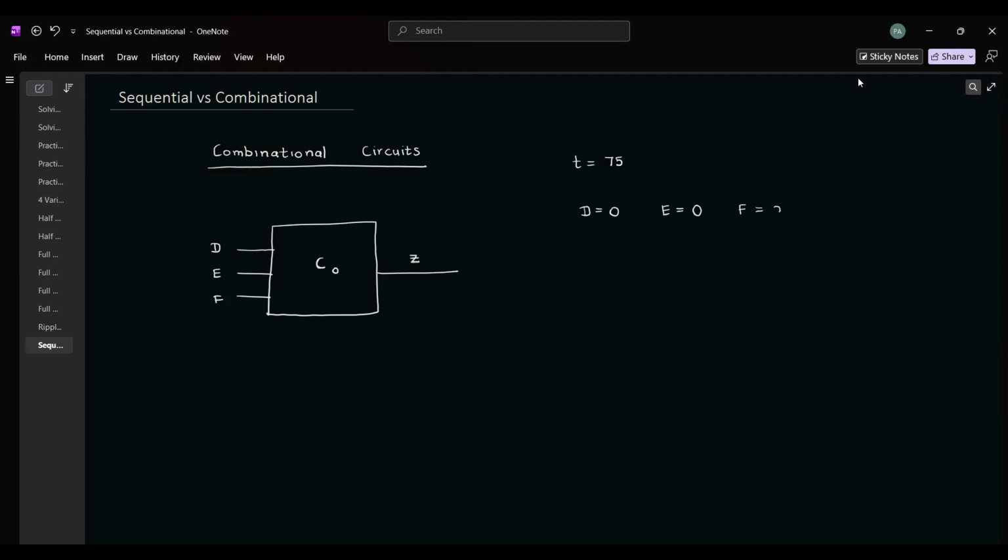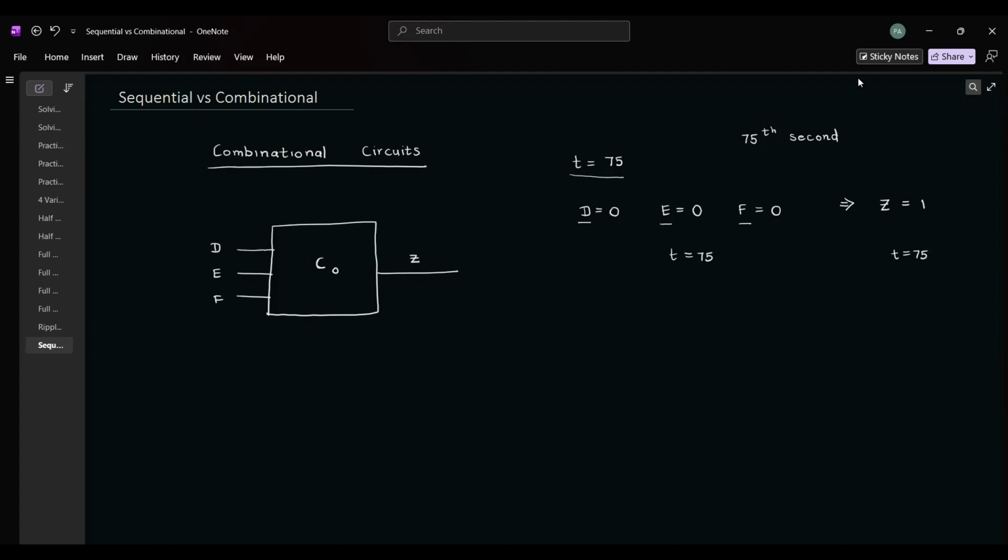At that point, D is equal to 0, E is equal to 0, and F is also equal to 0. Then the output will be equal to 1. When T is equal to 75, by that I mean on the 75th second, at that specific moment, D, E, F are 0, then the output Z is equal to 1. What you have to understand is that only D, E, F at T equals 75 affect the output Z at T equals 75.